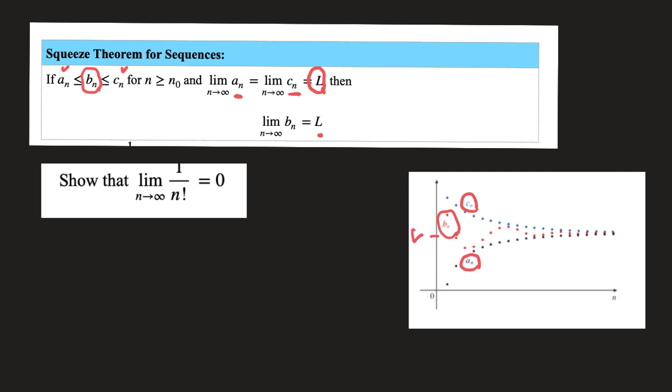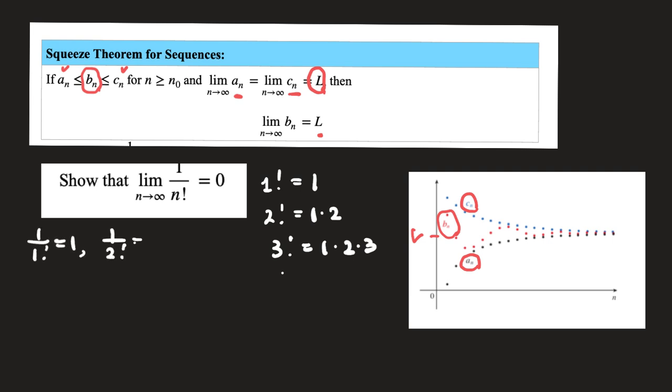So let's practice this theorem with this important sequence, guys. Does anyone remember what n factorial means? I'm going to write it down: 1 factorial is 1, 2 factorial is 1 times 2, 3 factorial is 1 times 2 times 3. That's the meaning of factorial. So 1 over n factorial: 1 over 1 factorial is 1, 1 over 2 factorial is 1 over 1 times 2, 1 over 3 factorial means 1 over 1 times 2 times 3. So where is this sequence going? Guys, look at this denominator.